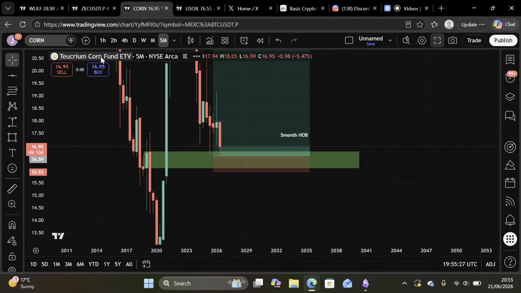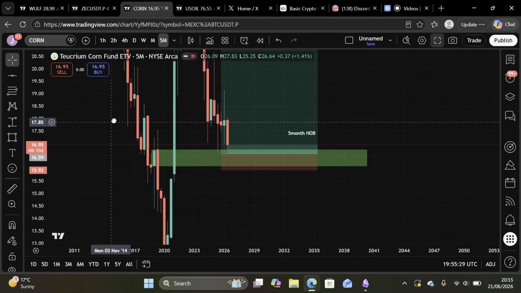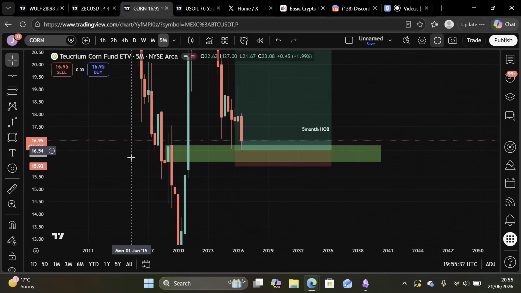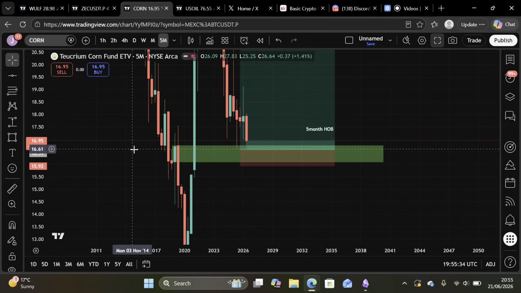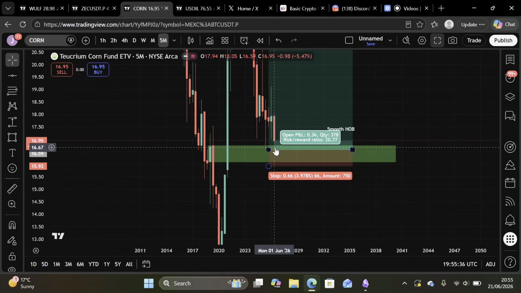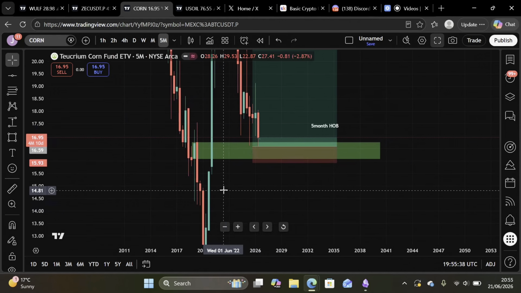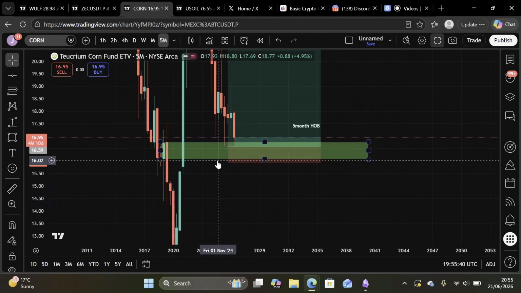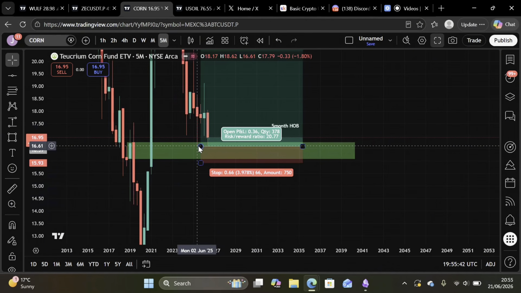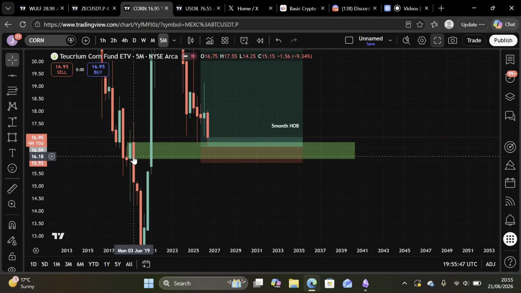Like, here's a setup of Corn Fund, ETF. Again, this was a call out into my group. Again, free call out, I guess, if you want to take this out. We've already reacted to the level though, so never chase trades. But this is a 5-month hidden order block here. So you can see we've already tapped in and ran up slightly, and we've ran back down, tapped in again. So we have our 5-month order block right here behind the fair value gap.